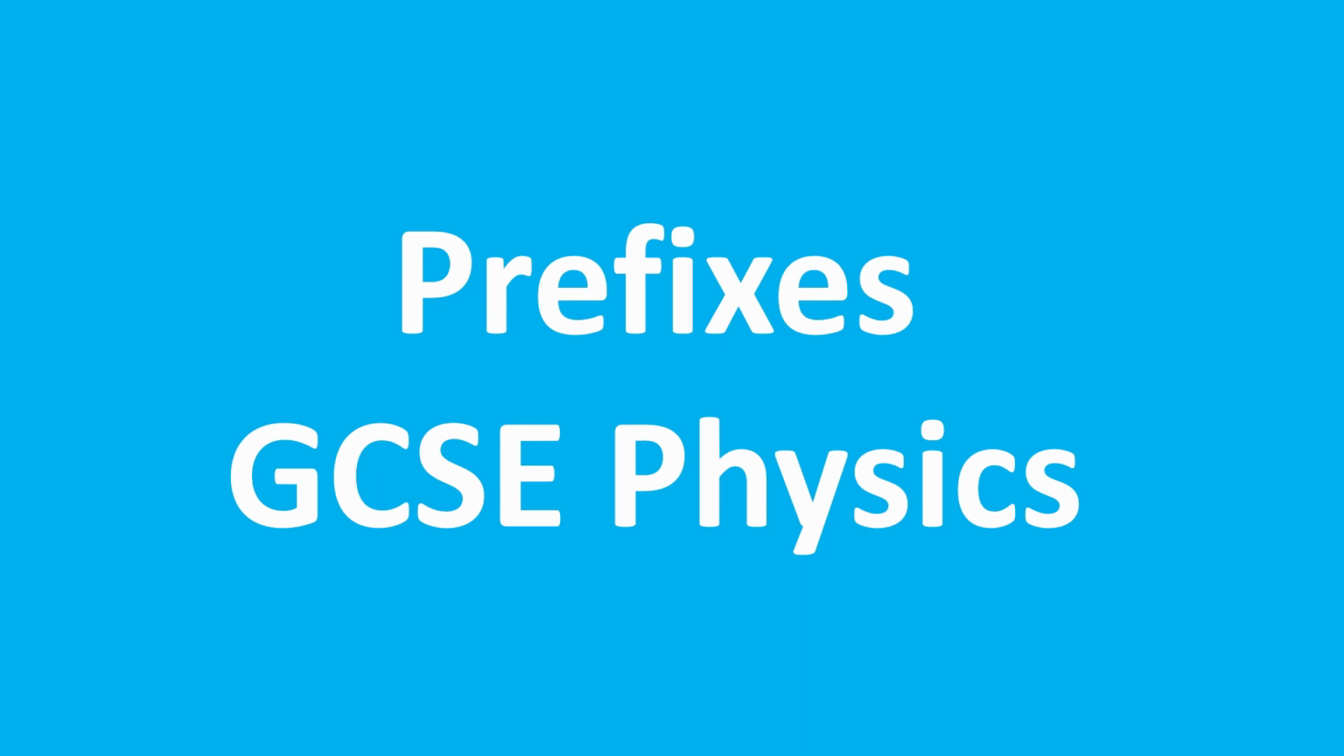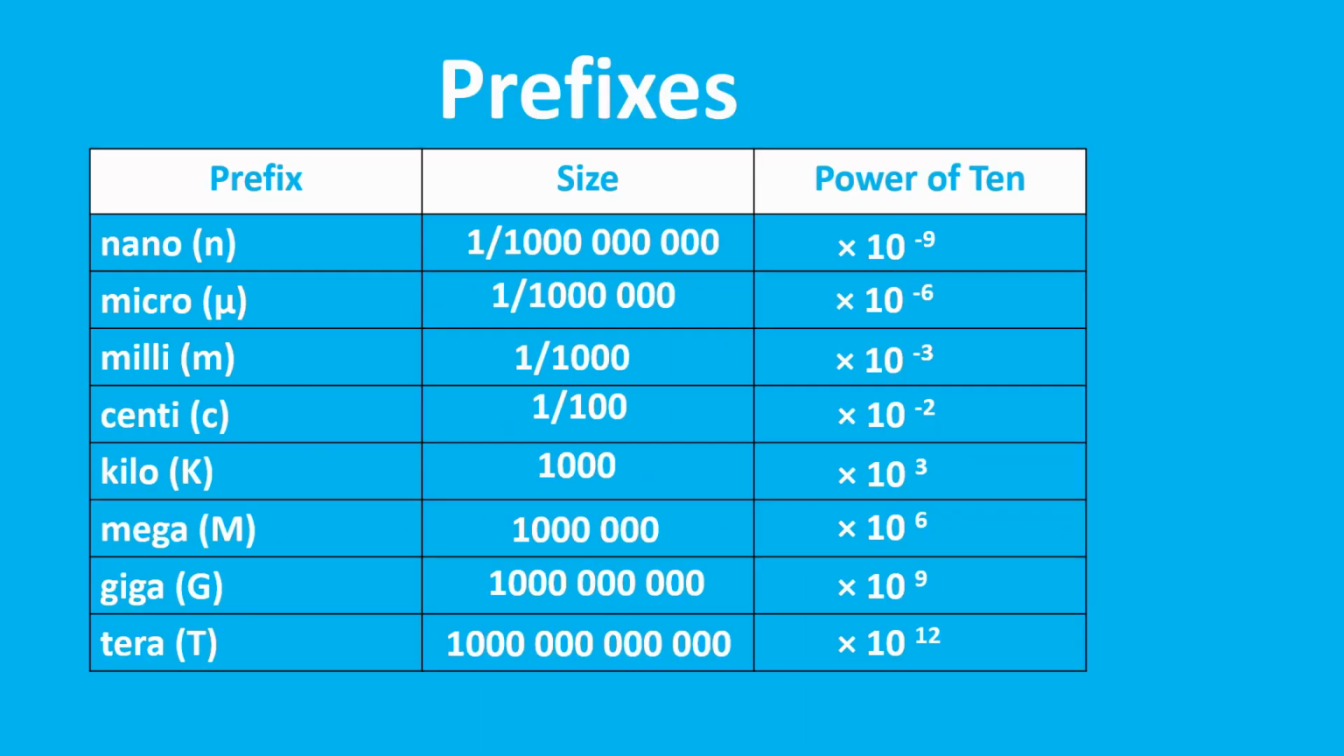Okay, and the reason why they're so important is because in physics scientists deal with very large numbers and very small numbers, and it can be difficult to deal with those numbers unless you have a way of organizing them and making it convenient, and we do that by using prefixes. So here are all the prefixes that you need to be aware of. You've got nano, micro, milli, centi, kilo, mega, giga and tera. And these are the symbols for the prefixes.